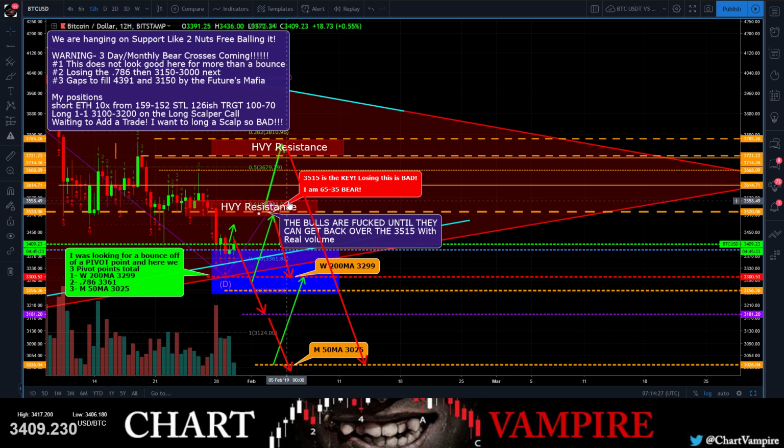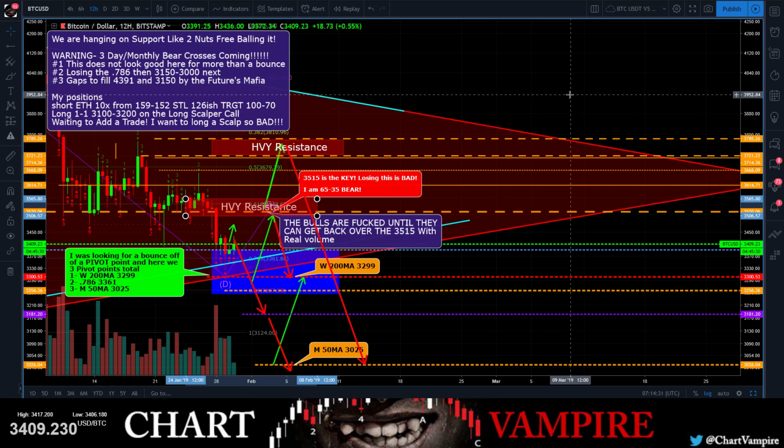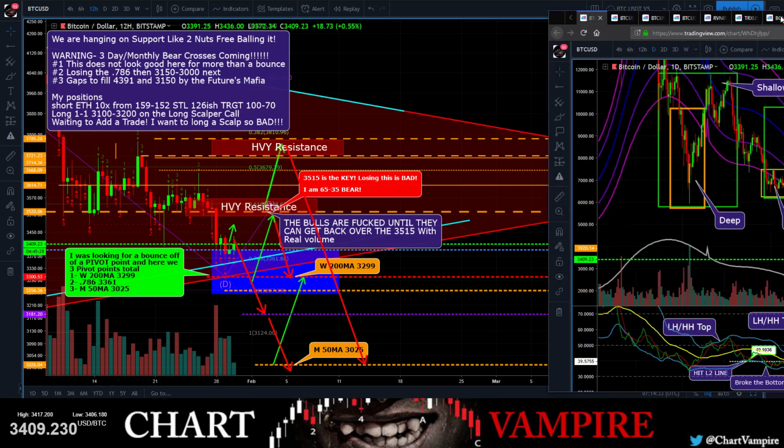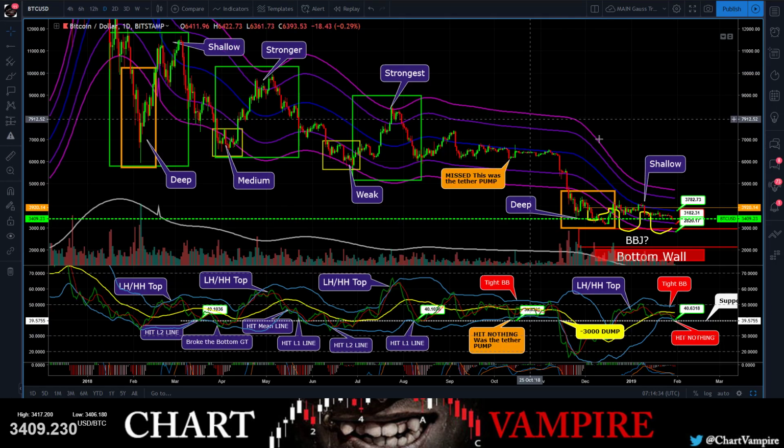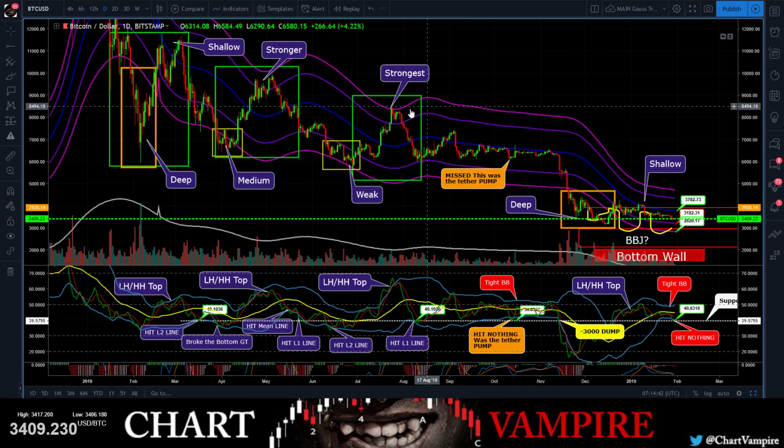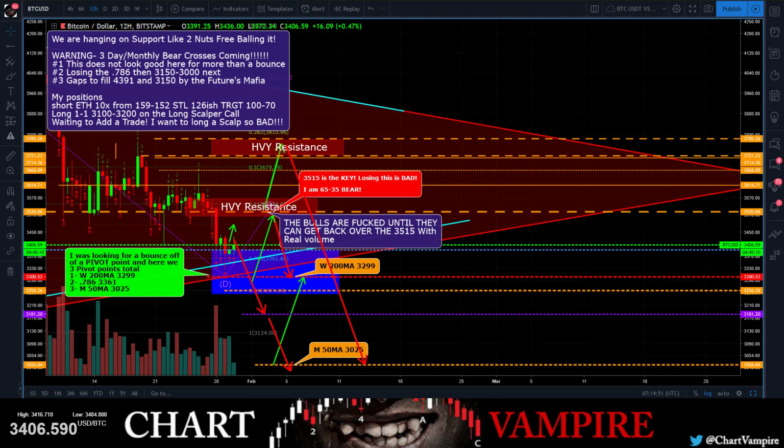Yeah, there's our heavy resistance area. All right, but here's the chart I want to go over. What I did is I created a chart. This is the daily chart using the Gauss trend line. And then this is our secret, our secret indicator.